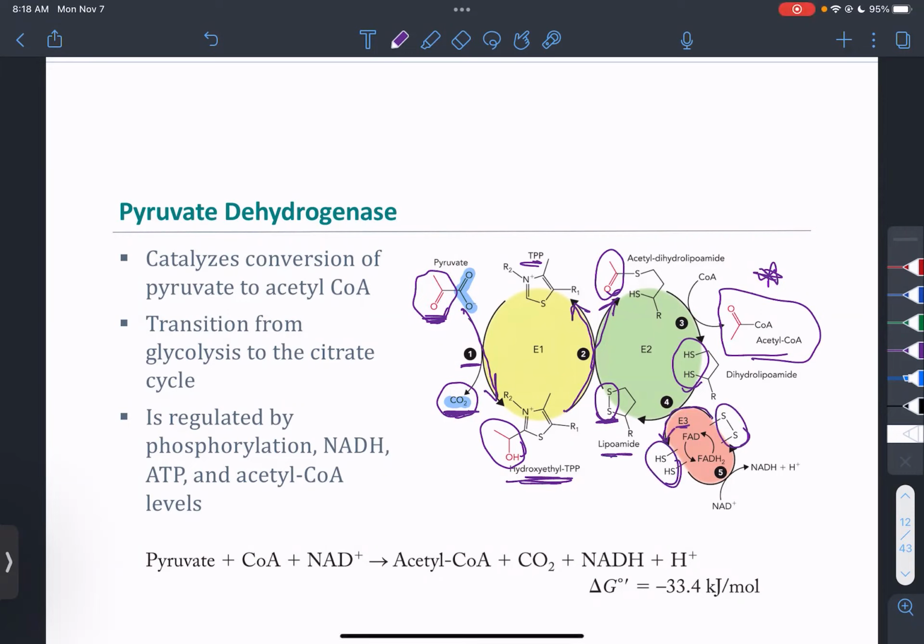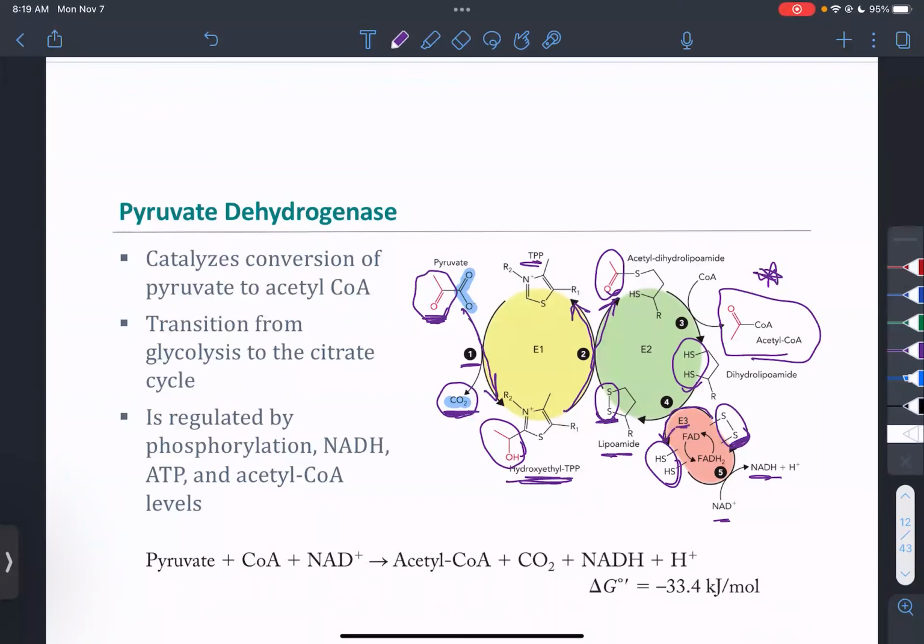lipoamide. All right, so then our E3 is actually linked to FAD. So FAD is going to get converted to FADH2 at the same time as we regenerate the disulfide on E3. But we're not quite done. The E3 FADH2 coenzyme is then reoxidized in another redox reaction. It's going to transfer 2 electrons to NAD plus, to make NADH and H plus. And so now we have regenerated the entire enzyme. So you're not done with the pathway until the enzyme is ready to go again.